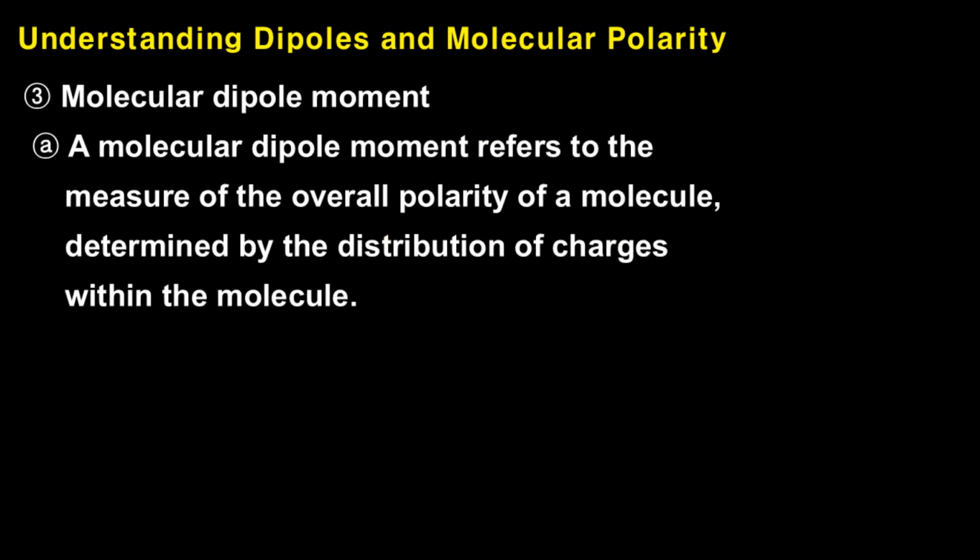So far, we've been focusing on individual bonds, but what about the whole molecule? A molecular dipole moment tells us about the overall polarity of a molecule. And this depends on two things. First, whether the bonds themselves are polar, and second, how those bonds are arranged in space. In other words, the geometry of the molecule.